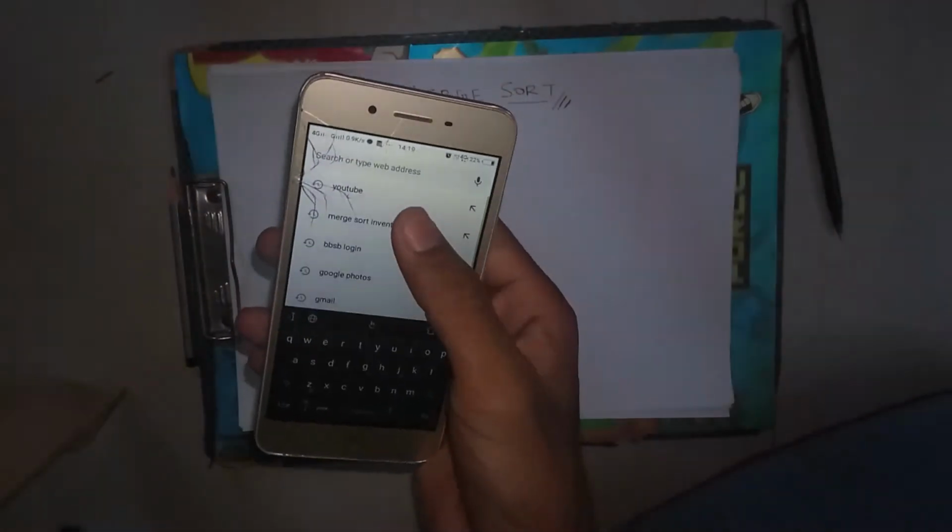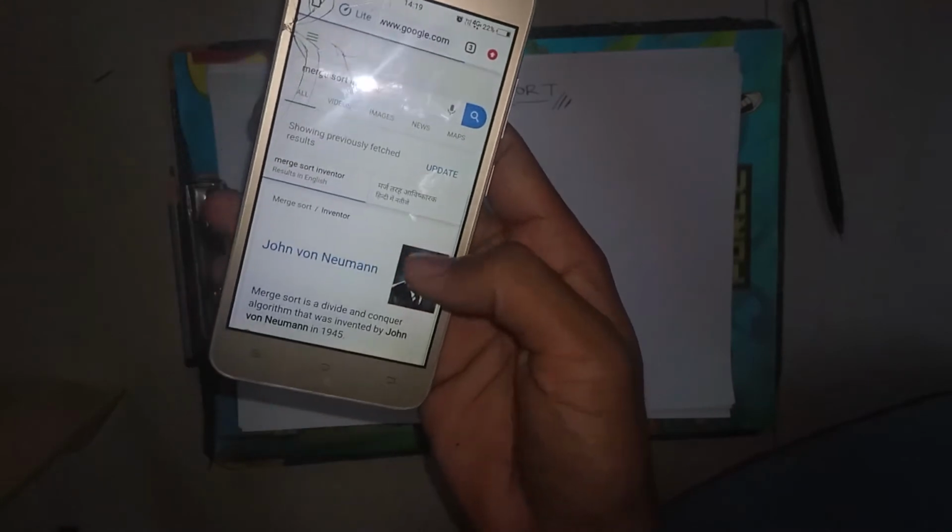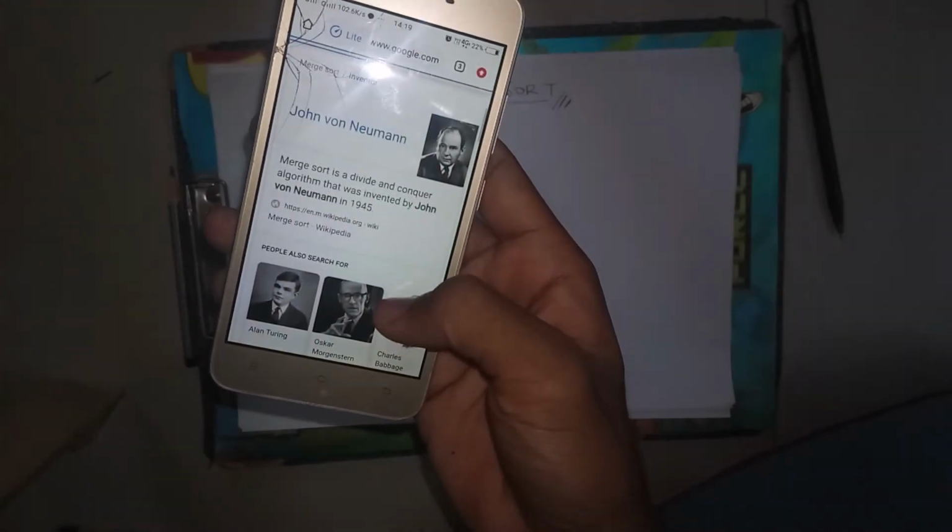Hi guys, today I'm gonna discuss merge sort with you. Merge sort is a very important technique in the field of programming if you want to sort an unsorted array. If you search it on Google, you get that it was invented by John in 1945. It's a divide and conquer algorithm.